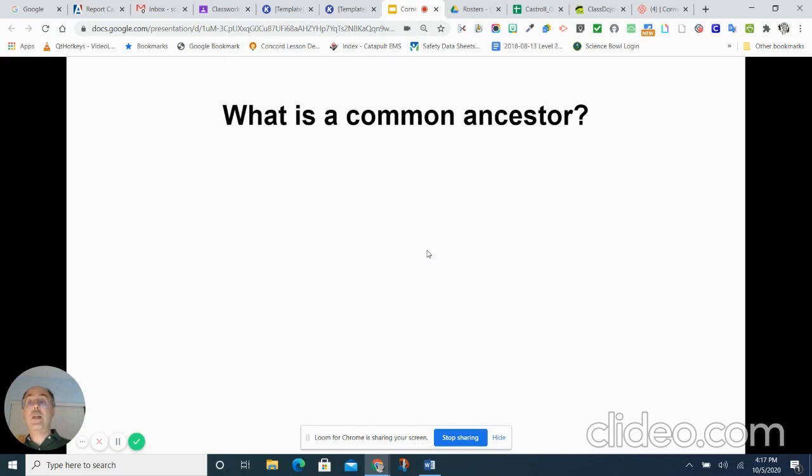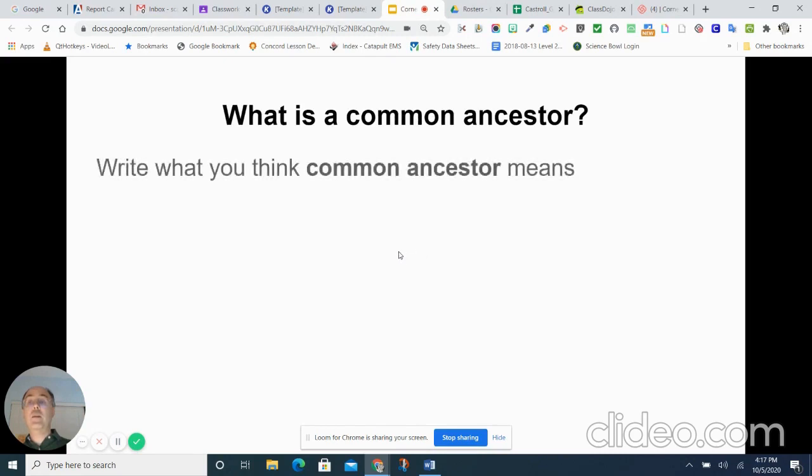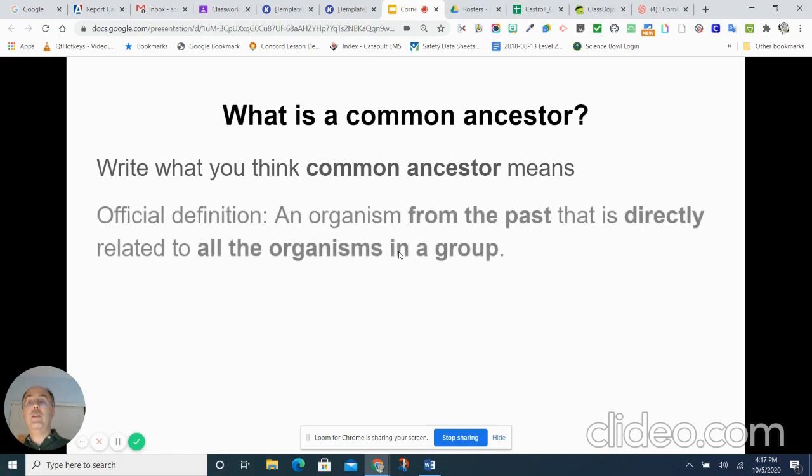So what is a common ancestor? Take a moment, write what you think it means in the vocabulary list. Here's the definition. An organism from the past that is directly related to all of the organisms in a group. So take a moment to write in the official definition. Notice that all your boxes should have your guess followed by the official definition.